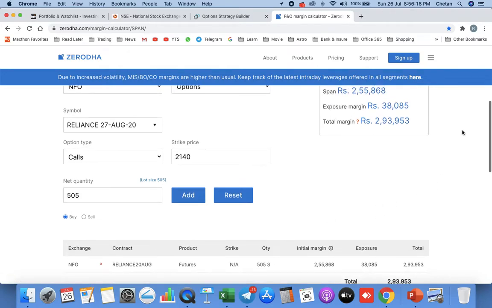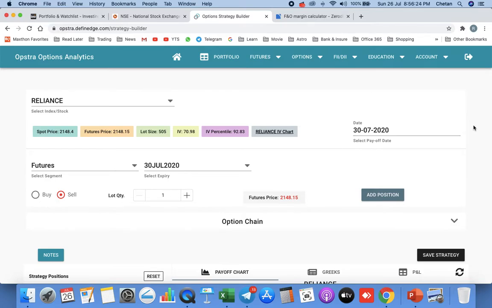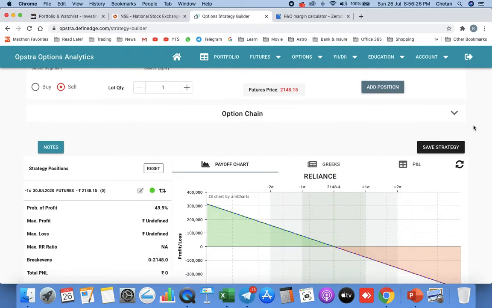Assume you sell one lot of futures; 2.93 lakhs is the margin required. Now if you sell one lot of futures and the market goes to 2,500, 2,800, 3,000 also, then it's a big risk. You may lose big money. That is not going to happen, and that is the reason we are employing the delta neutral strategy.